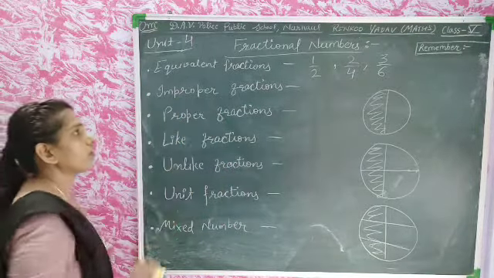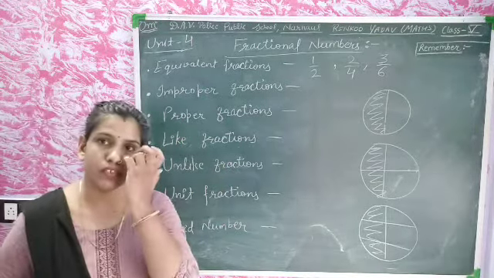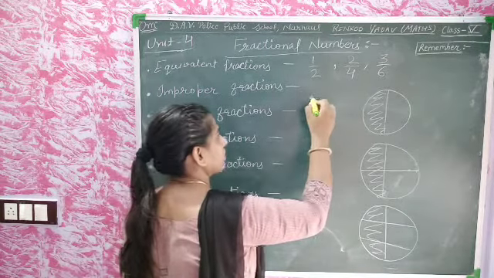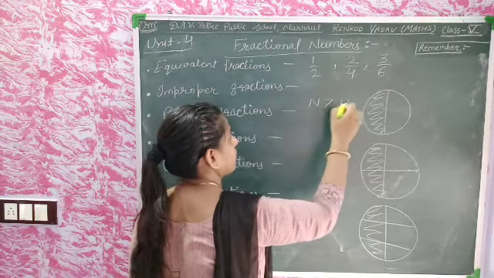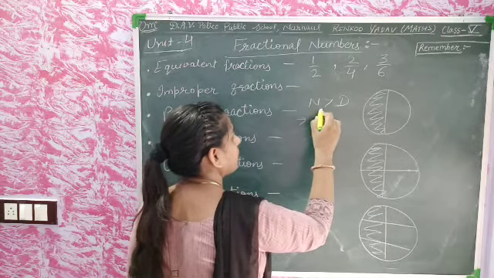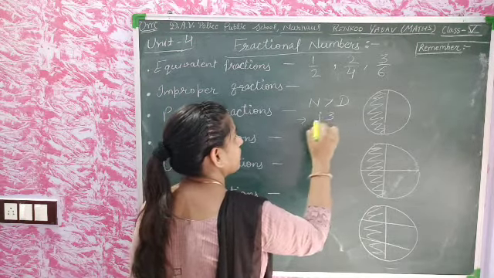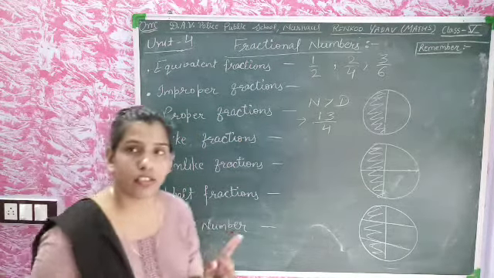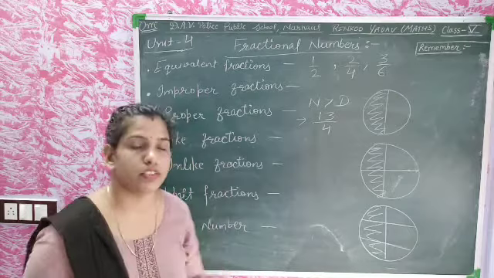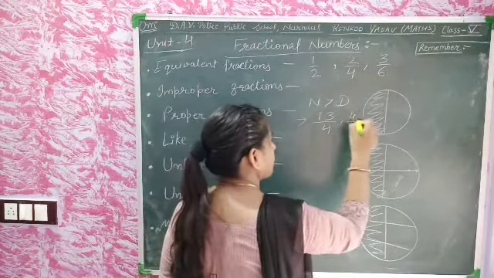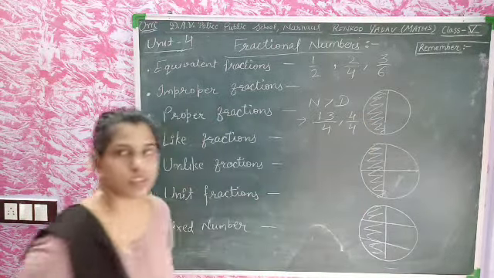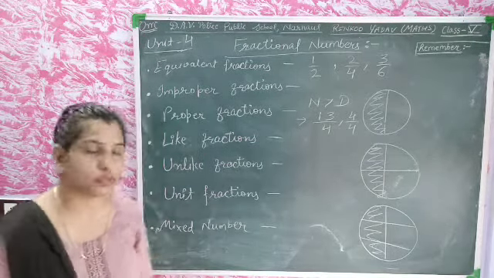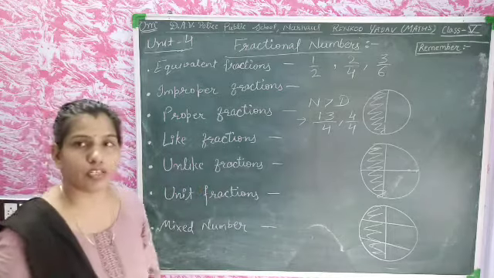Now there is the definition of improper fraction. In an improper fraction, the numerator is greater than the denominator. Is this clear? Greater than or equal to. Maybe it is equal to. It means 4 by 4 is also an improper fraction, which is not proper, it is an improper fraction. Is this clear students? Now we will go to like fractions.